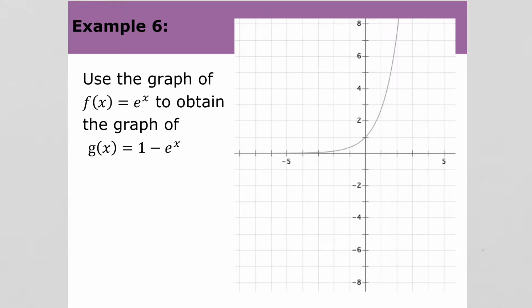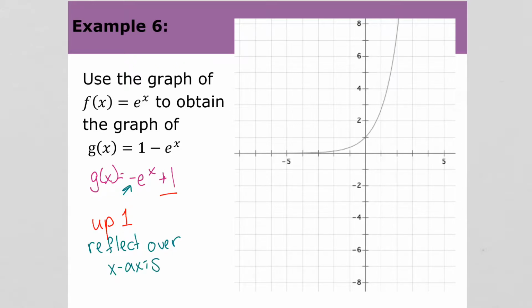For example 6, we're going to use the graph of y equals e to the x, that's graphed here in gray, to obtain the graph of 1 minus e to the x. Now, to do this, the easiest thing would be to rewrite it with the e to the x coming first. So let's say negative e to the x plus 1. And so we know that the plus 1 is telling us to go up 1. And we know that the negative is telling us to reflect over the x-axis. And you can look back in your transformations notes for that if you need to.